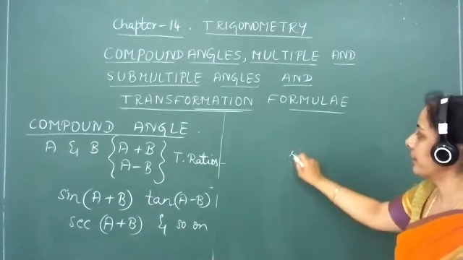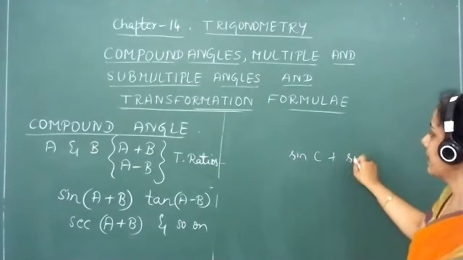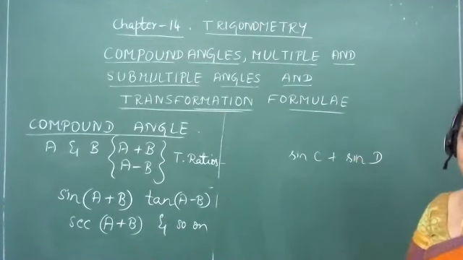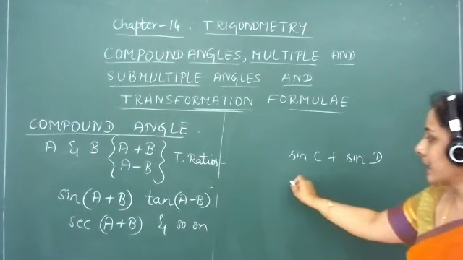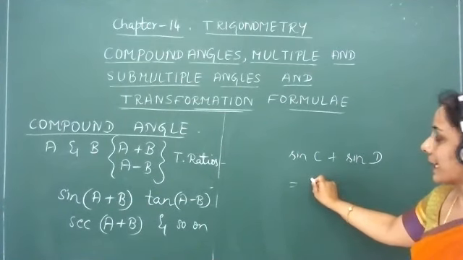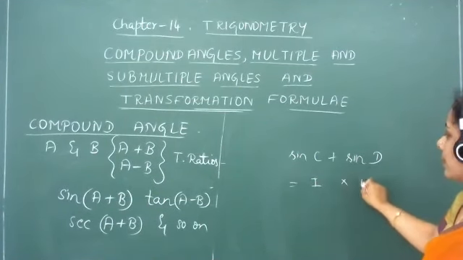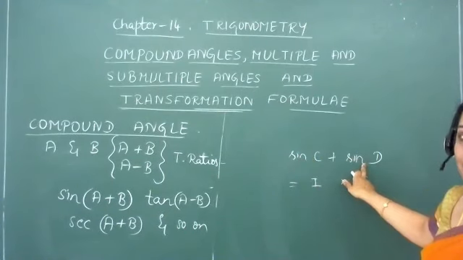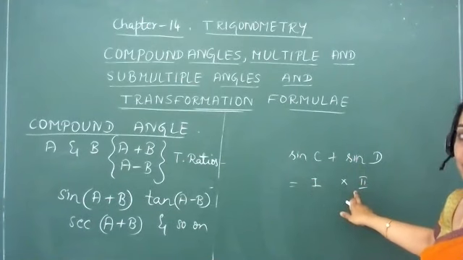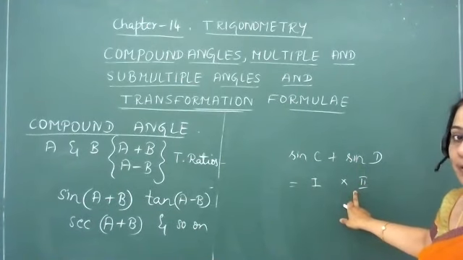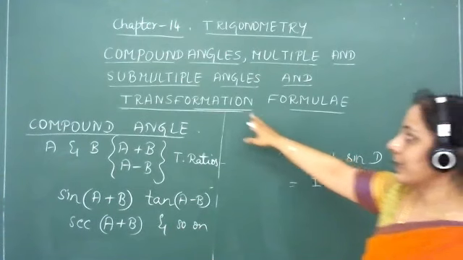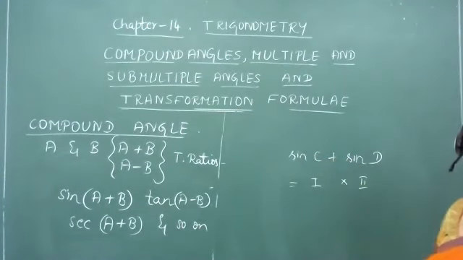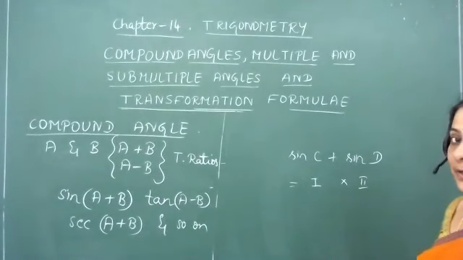the sum of two trigonometric functions, maybe sine C plus sine D for two different angles called C and D, then this can easily be expressed as a product of two other trigonometric functions. If the sum of two trigonometric functions can be expressed as a product of two trigonometric functions, then that is what we call transformation formulae, because the operation is going to get transformed there.